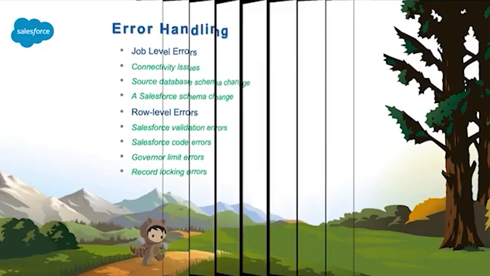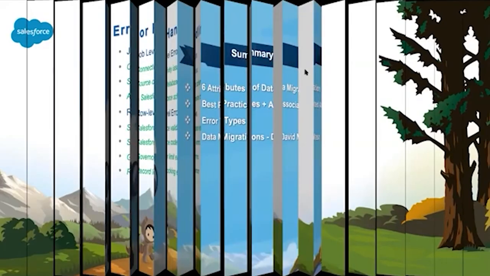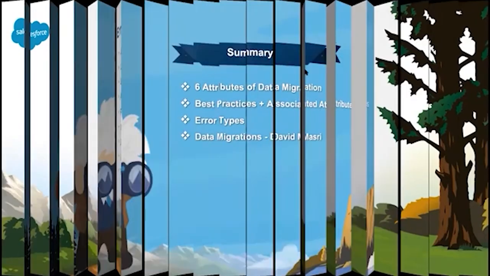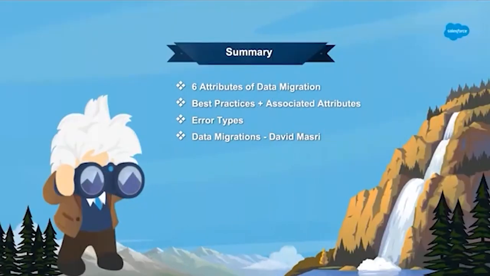So those are at a high level summary. Whatever we have gone through is 6 key attributes for the data migration, 34 specific best practices that you can follow as part of this data migration, plus their associated mapping of the tags based on those 6 attributes. What are all the common error types that you may come across?